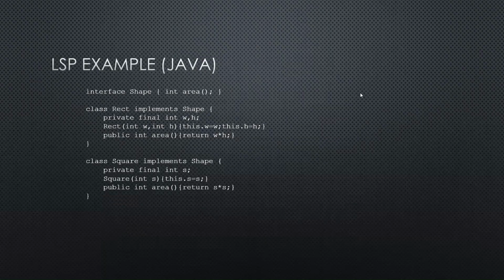Here's an example. We have a shape interface, and we have rect and square, which implement shape. And this shape is known as the reference type. So any class that implements this interface can be substituted.